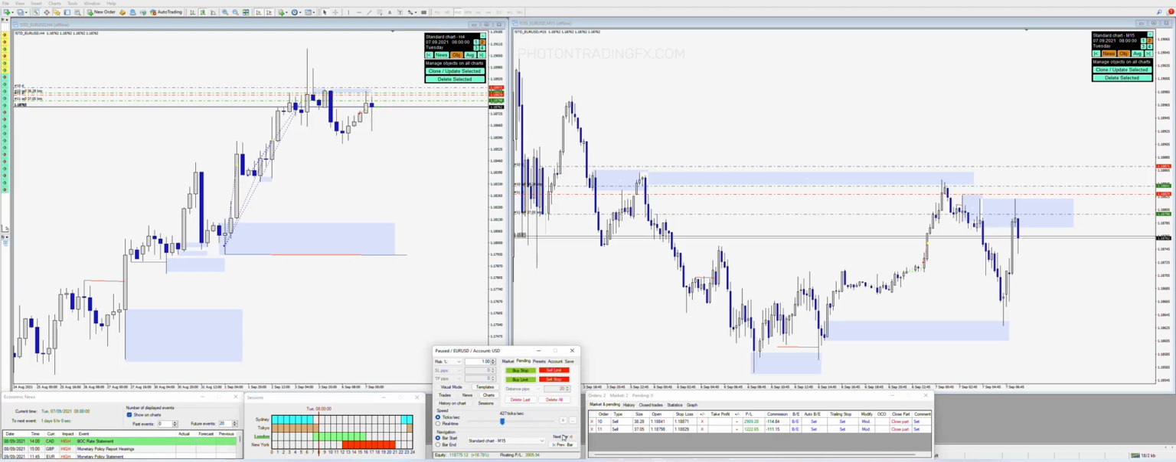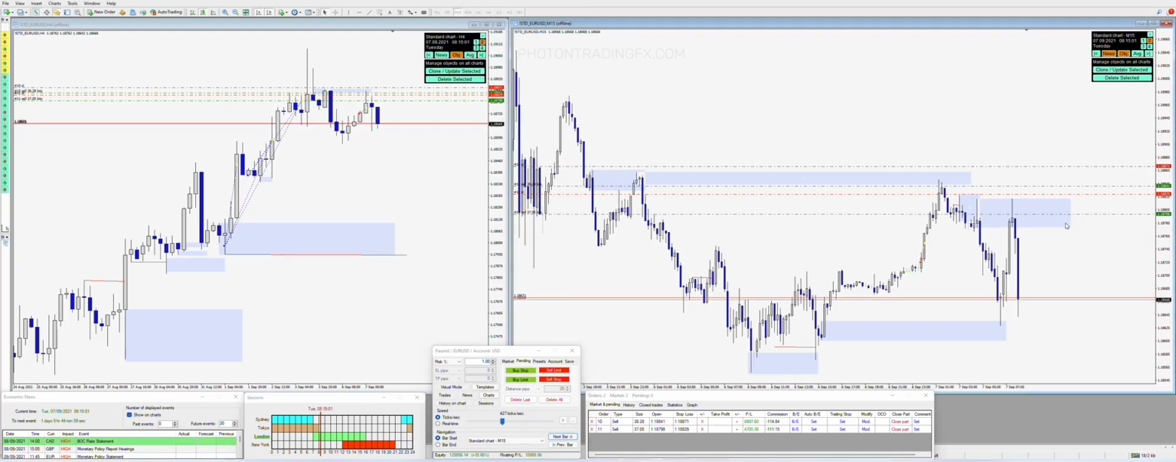Just about staying in. Hopefully this POI can hold. Okay, nice reaction to that POI. So that would have been an entry as well. Definitely a valid entry. And this is something, right, you guys might want to think about.